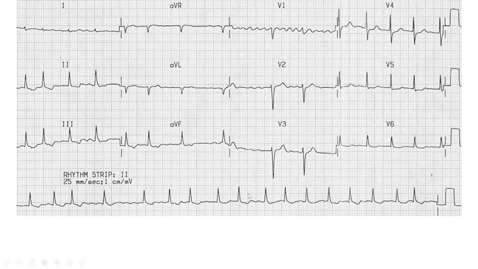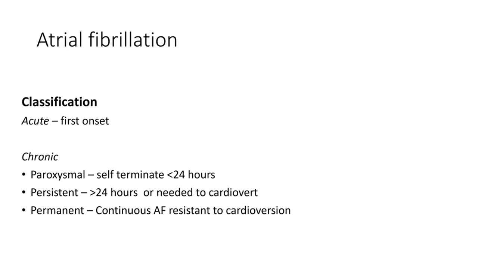And you have an irregular rhythm. If you take that distance, it's shorter than this distance, which is longer than this distance, so it's an irregular rhythm. Irregular rhythm with no P waves is AF, definitely the first thing you should be thinking about. So I'm going to talk to you a bit about AF.